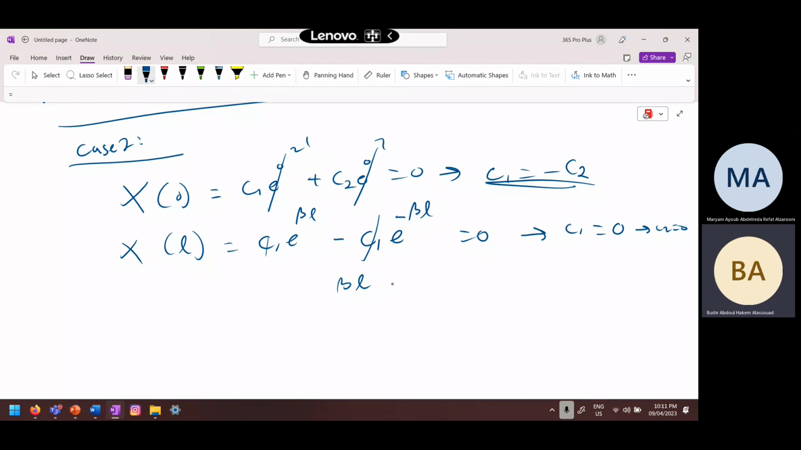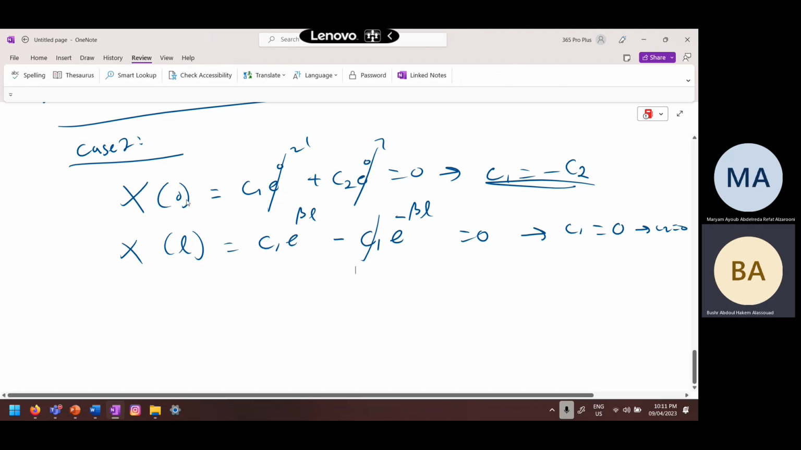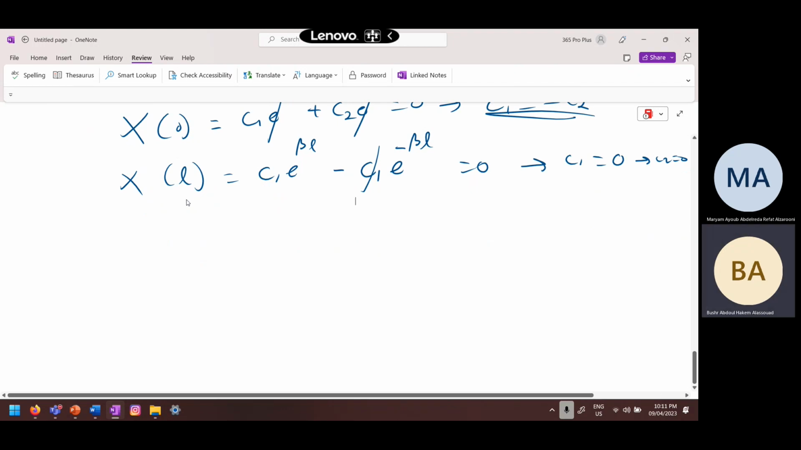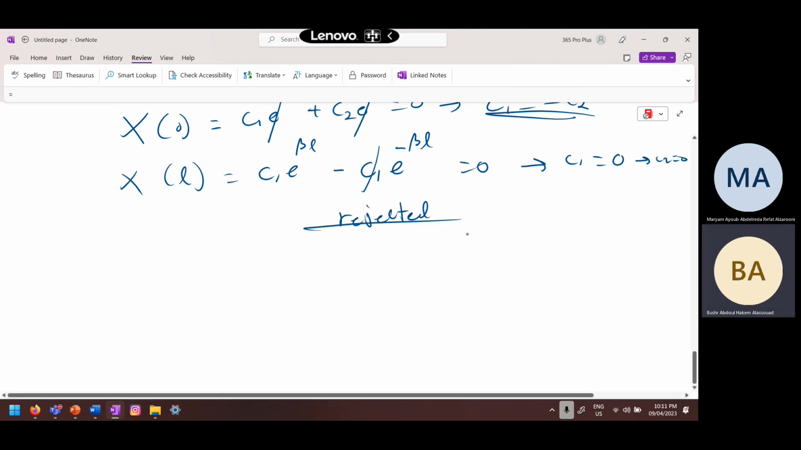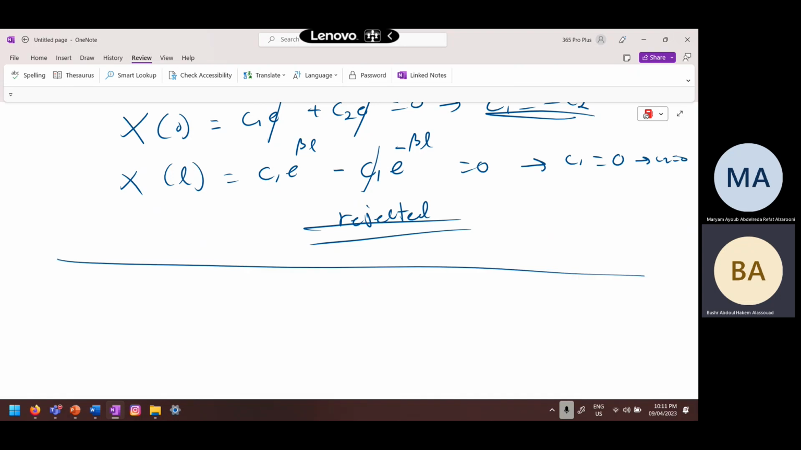Okay, we'll end up with beta L, negative beta L, which doesn't make sense. Okay, actually, no, it won't be like that, but still, it doesn't make sense. The solution won't make sense. Remember this, the solution won't make sense. So also case 2 is rejected. Try solving it if you don't believe me, but you cannot solve it.